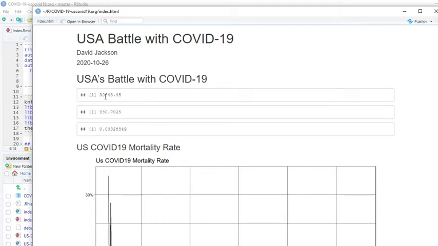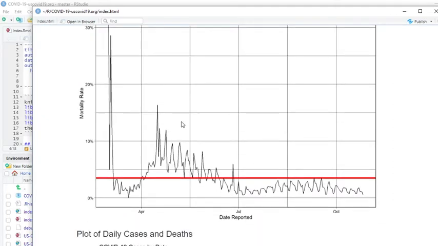Okay, as you can see, the U.S. is continuing to average about 30,000 cases per day, but only 931 deaths per day on average. The current mortality rate is about 3.3%, so let's take a look at that mortality rate. The red line is at 3.3%. You can see all the days continue to be below. The mortality rate continues to be low here.